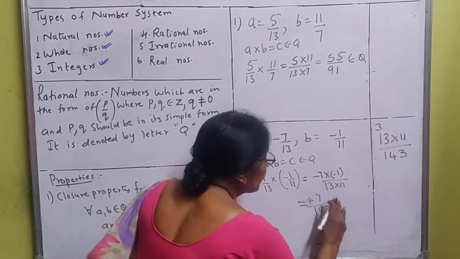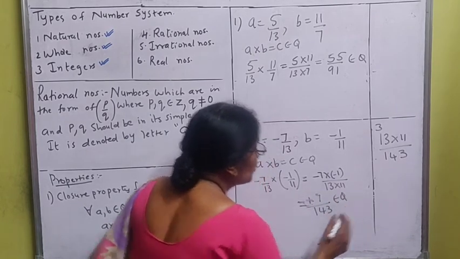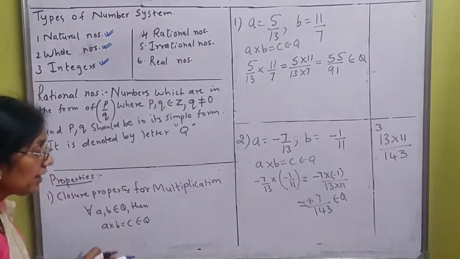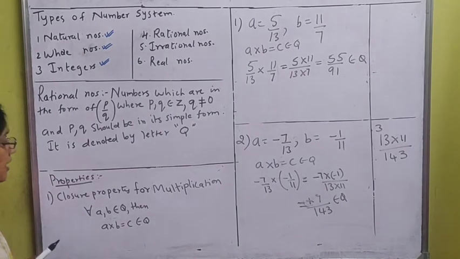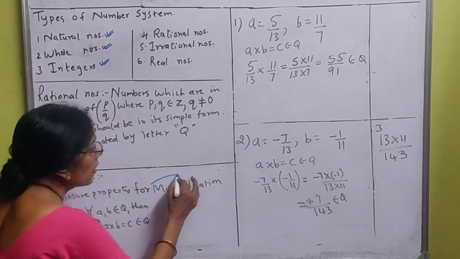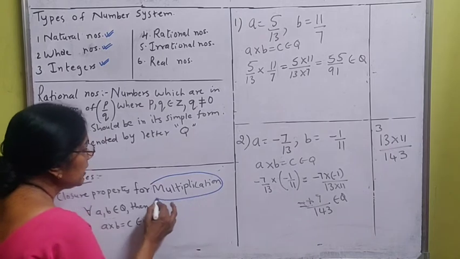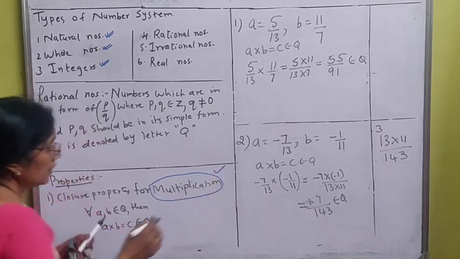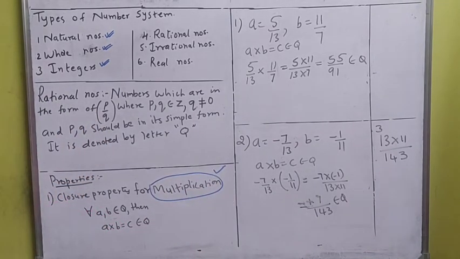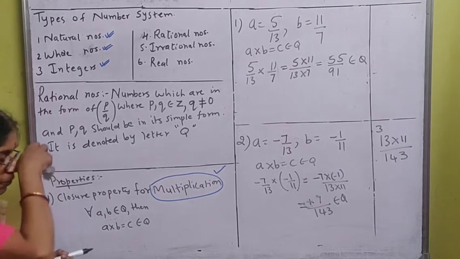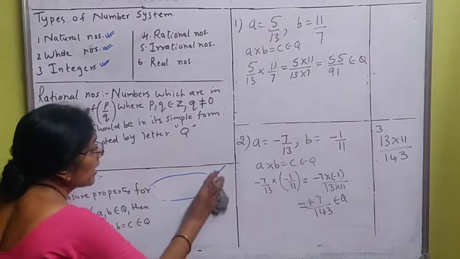Yes, they are in simple form. That means they belong to Q. So what do the first and second examples prove? That the closure property for multiplication is true. So what did we see? Closure property for addition is true, closure property for multiplication is true, and closure property for subtraction is true.